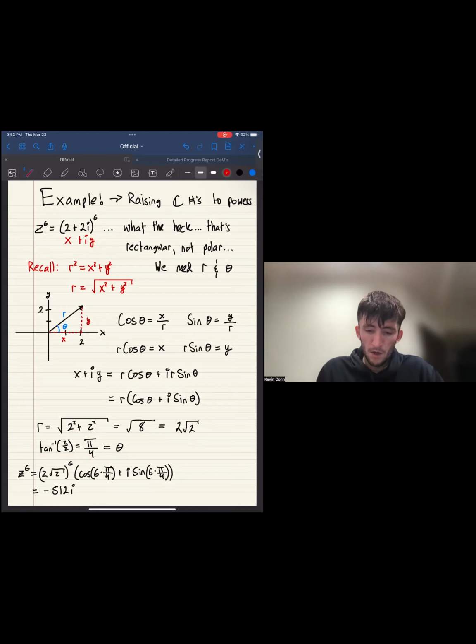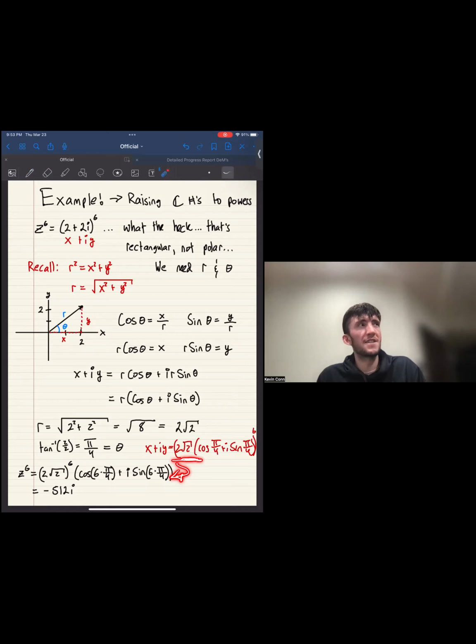So now we have x plus iy equals 2 root 2 times cosine of pi over 4 plus i sine pi over 4. And we want to raise this whole bit to the 6th. So I took the liberty of just applying De Moivre's theorem. That's all we're doing to go from this right here to this. That's the beauty of De Moivre's. It makes it really, really simple. This is sort of conjecture, but it's like a complex counterpart to the binomial theorem. Kind of. It's probably apples to oranges.